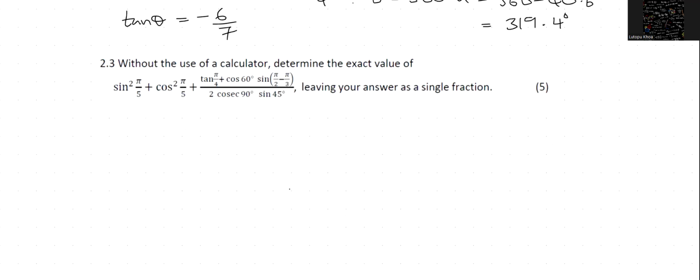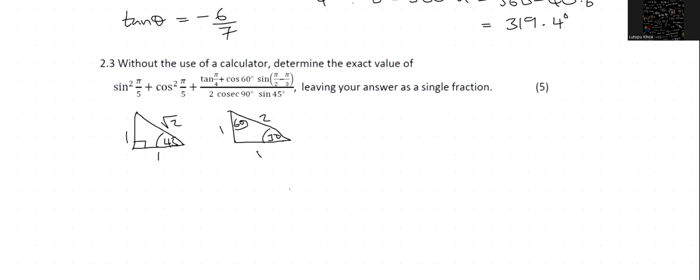Question 2.3, without the use of a calculator, determine the exact values. So when you're asked to solve something like this without the use of a calculator, it means you need to draw the special triangle. So there's only two of them, so you should know them. The first one is the one with 45 degrees. So here you have 1, 1, and the square root of 2. And with the other one, I have 30, I have 60, and this is 1, 2, and square root of 3.